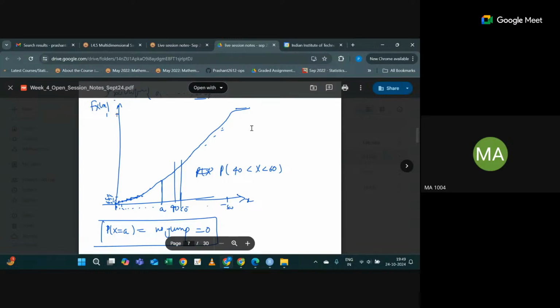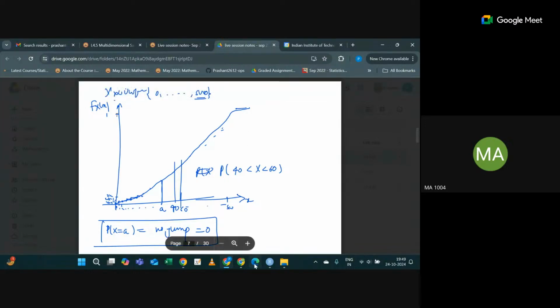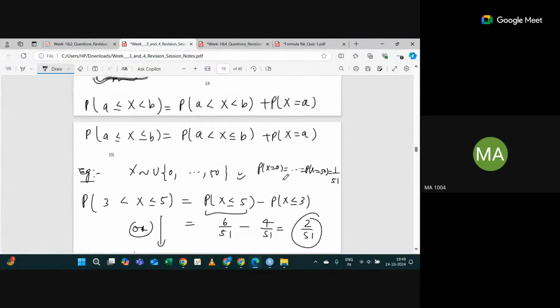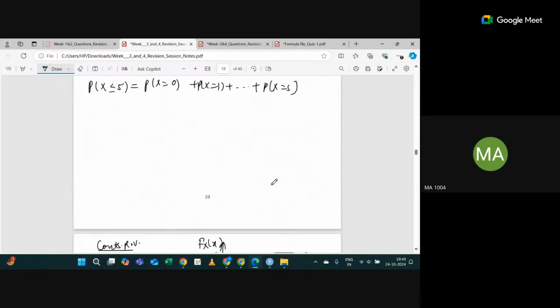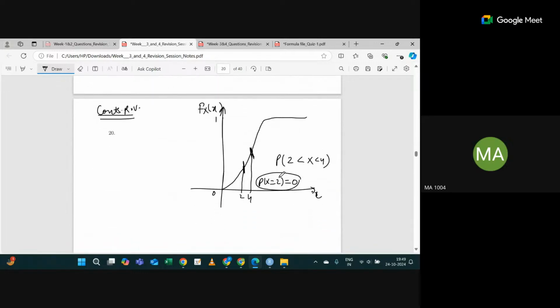That means there is no jump. In the case of a discrete random variable, if there is a jump, you can find the probability at a single point. But in the case of continuous, you can't calculate the probability of a single point. That's why probability at a single point is 0 in the case of a continuous random variable. Are you getting? So probability at a singleton point is 0 for a continuous random variable.